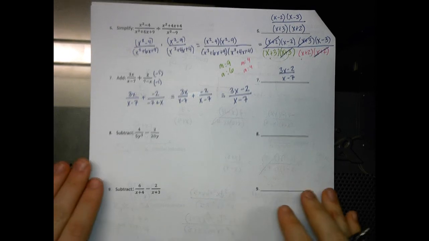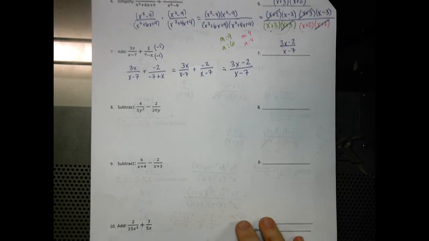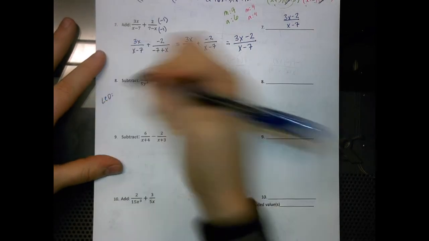All right. If you need to stop me at any moment, just let me know what questions you have. Number 8. What will my common denominator be? 20y cubed. Good, 20y cubed.